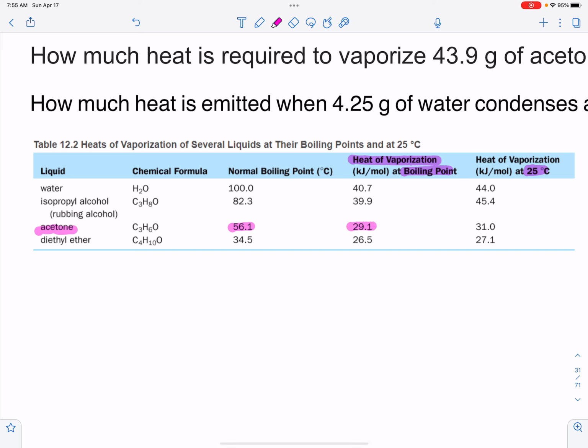So 29.1 kilojoules per mole. I'm looking for how much heat, so I know I want heat at the end. Units of heat are going to be kilojoules. And I know I'm beginning with 43.9 grams of acetone.